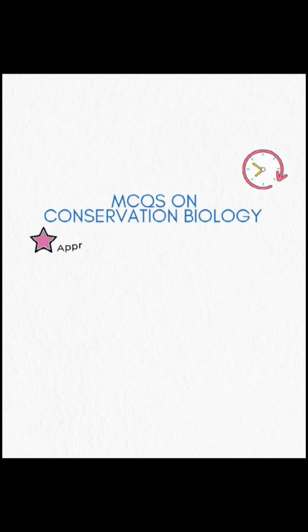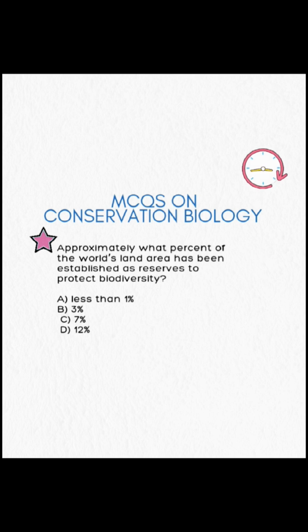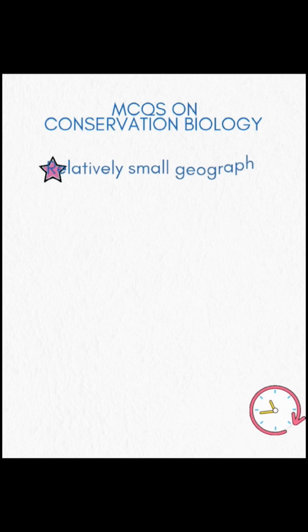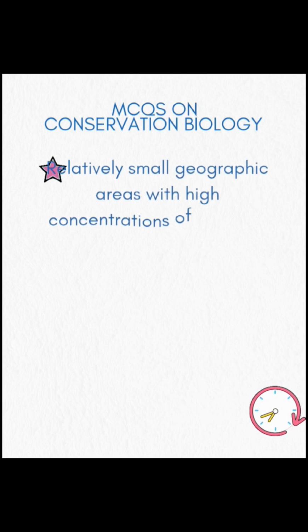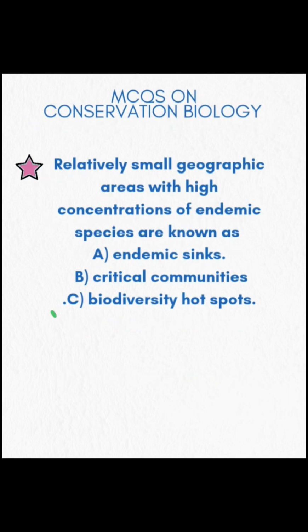Approximately what percent of the world's land area has been established as reserves to protect biodiversity? So the correct answer is 7%. Relatively small geographical areas which have a high concentration of endemic species are known as biodiversity hotspots.